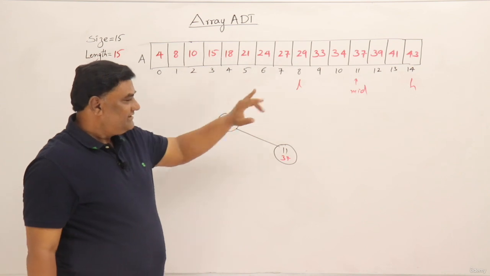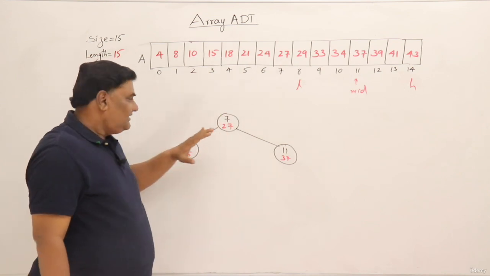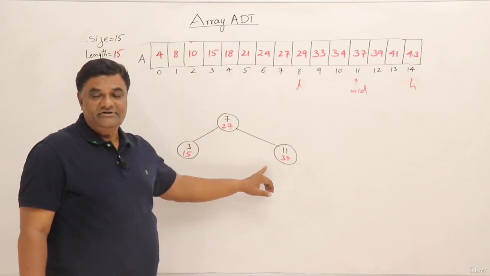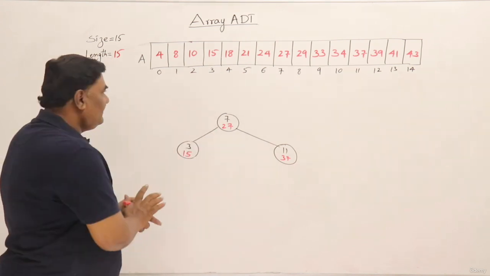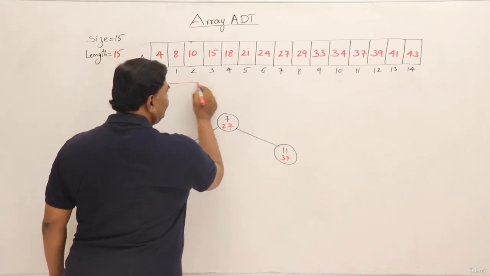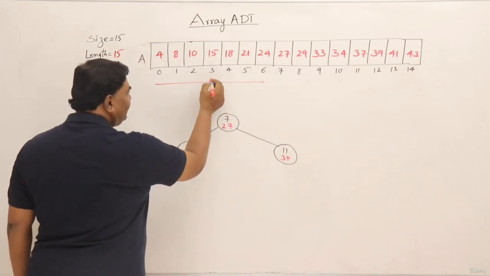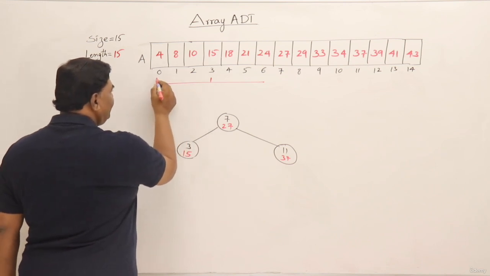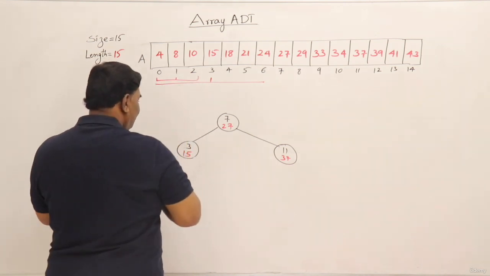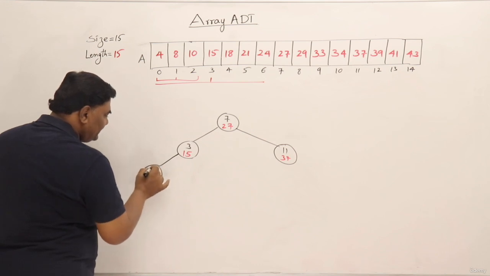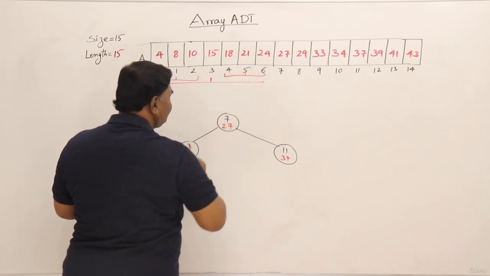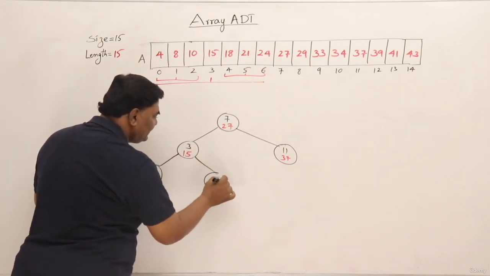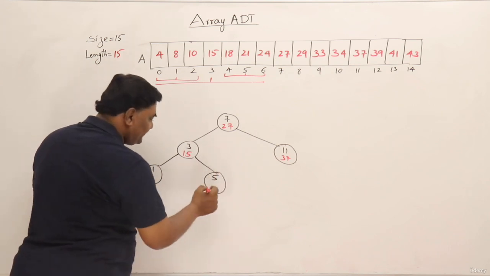So from this list, this will be found in one comparison, and this will be found in two comparisons, and this also in two comparisons. What about the remaining? I will quickly write down the remaining ones. If I take the left hand side list, that is from 0 to 6, the middle element was 3. Then on the left hand side, if I take this list, the middle will be index 1, so this will be index 1 and element 8. Then on the right hand side, this list, the middle one is index 5, and the element is 21.